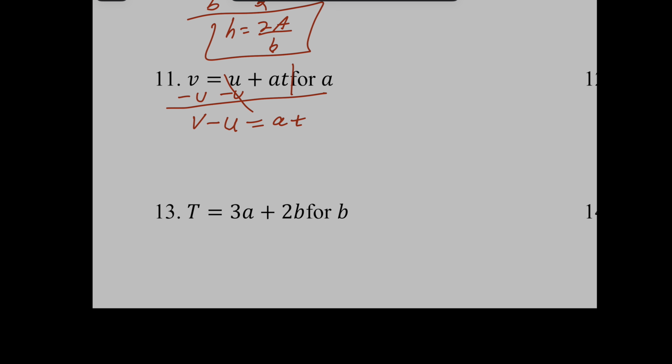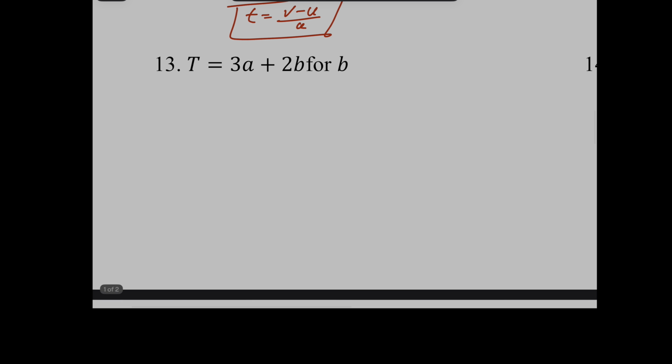Okay, and I want t to be by itself, so I just divide by a. Now, here's where people make a mistake. Do you do the v or do you do the u? The answer is you do everything. Okay. So everything on the left being divided by a is what you want. I'm going to get t equals v minus u divided by a. Hey, that doesn't look too bad.